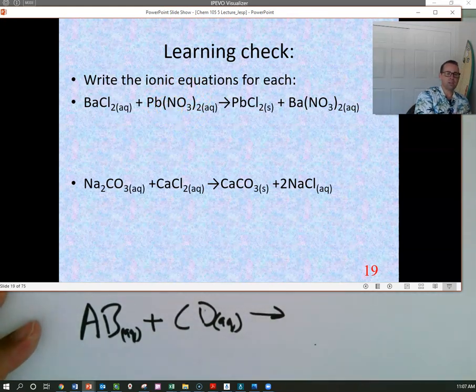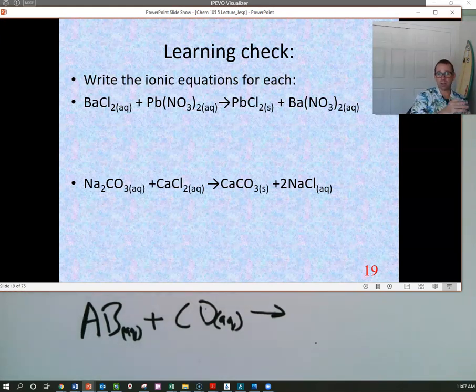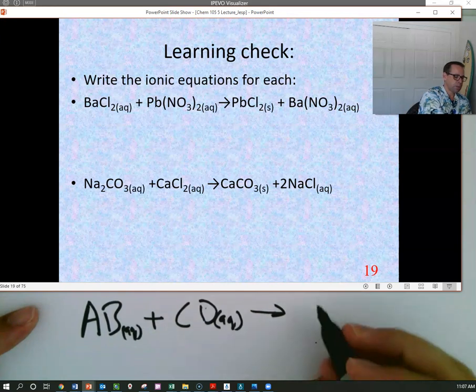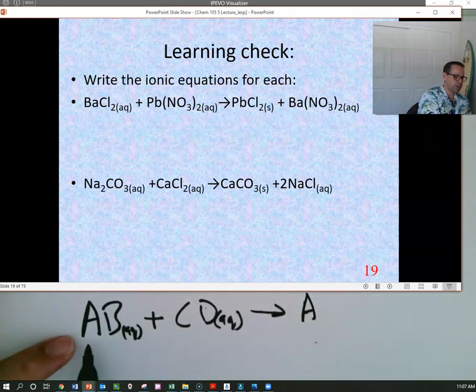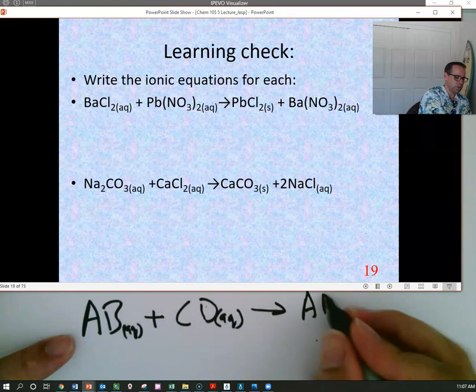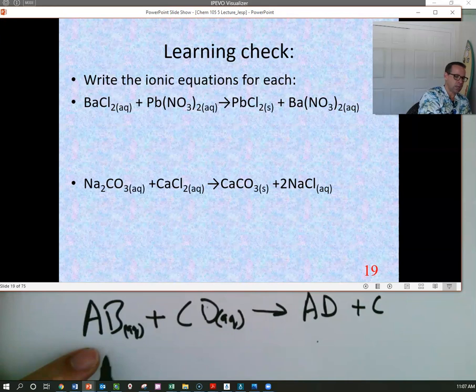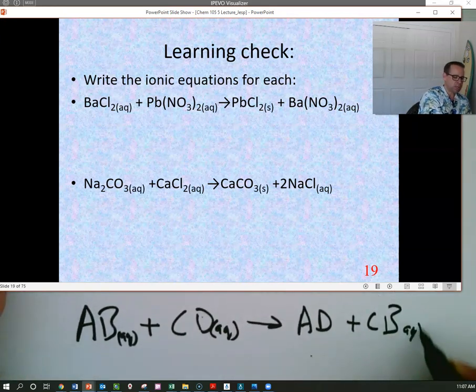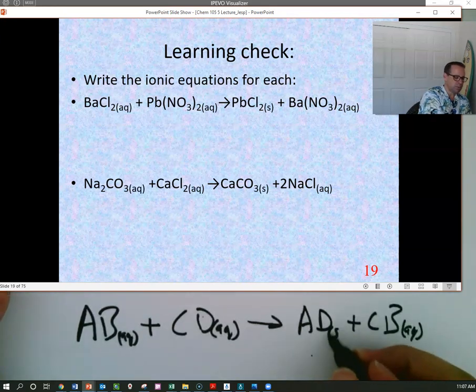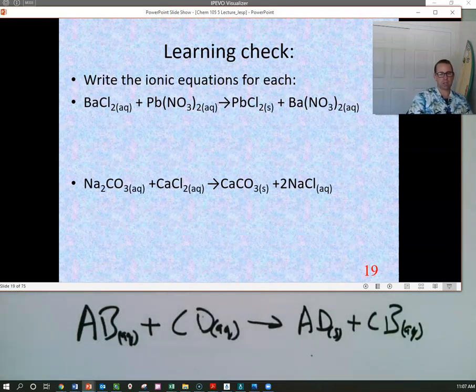Then, when I combine these two things together, because these are all ions in solution, they're all free and can interact with each other. The products of this reaction are the metal in front here goes with the anion over there, and the metal in front here, C, goes with the anion over there, B. Usually one of these things is still aqueous, but one of them has formed a precipitate, a solid. So this is a double replacement reaction, or a metathesis reaction.